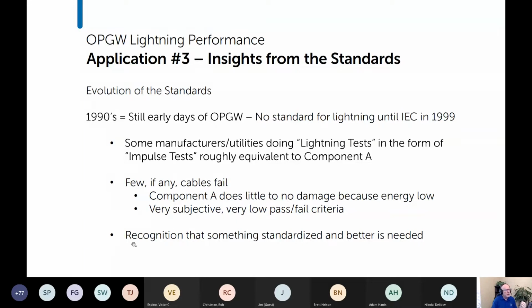So there was a recognition that something needed to be better. We needed something standardized and more useful than what was being done in these ad hoc tests. And we also needed a verification that testing had a connection to what was really going on in the field. And as we saw already, if you're just doing impulse tests, you're not at all being realistic compared to what is going on in the field.